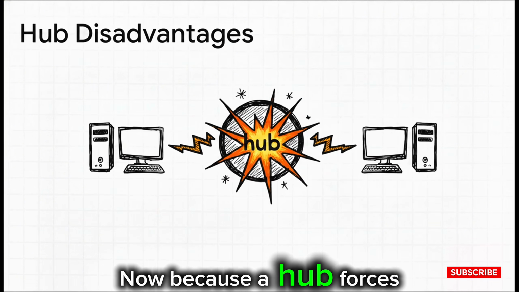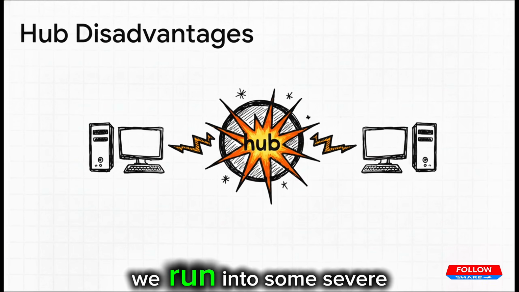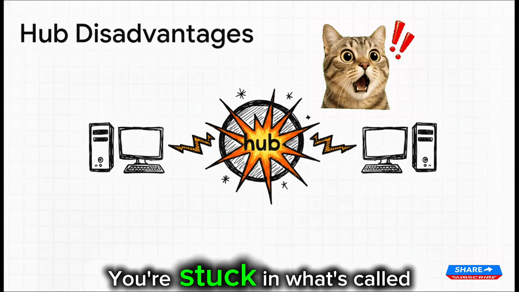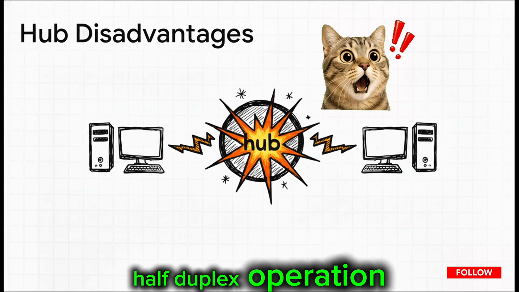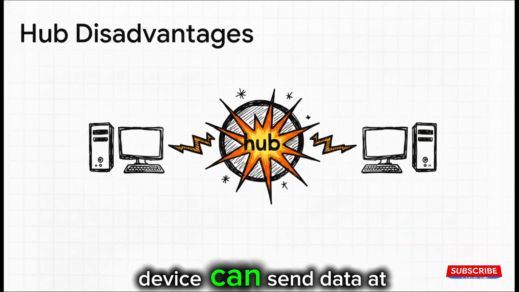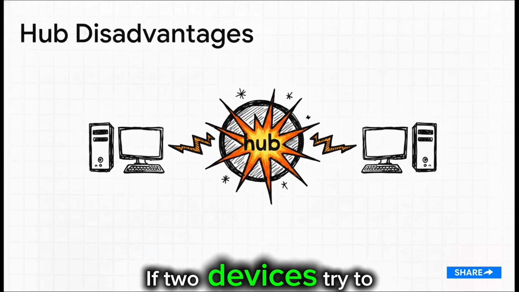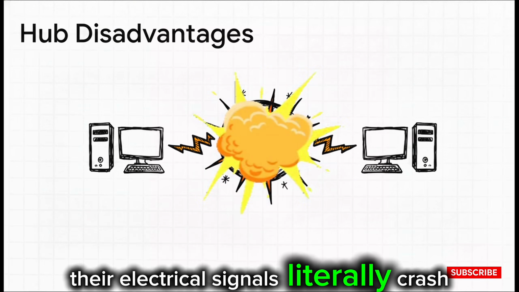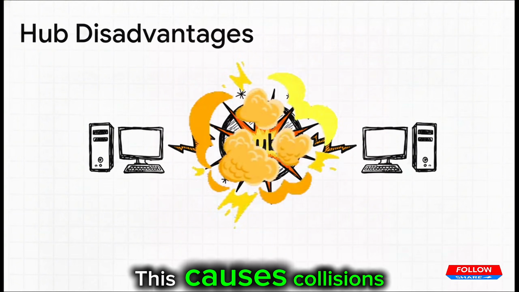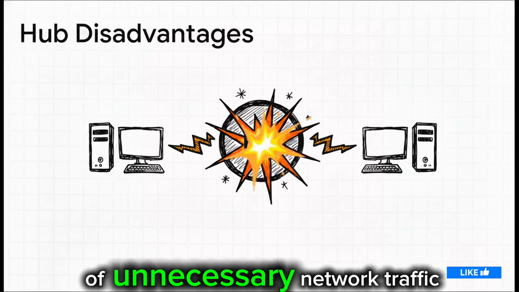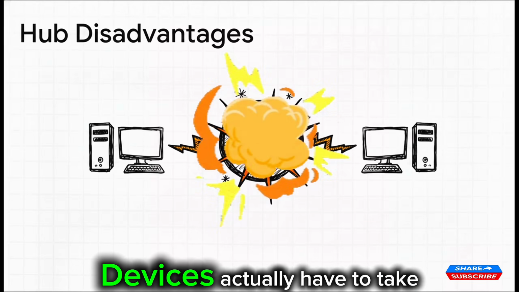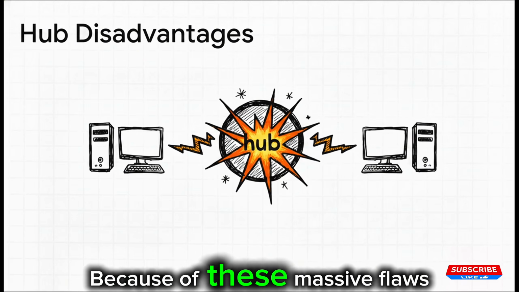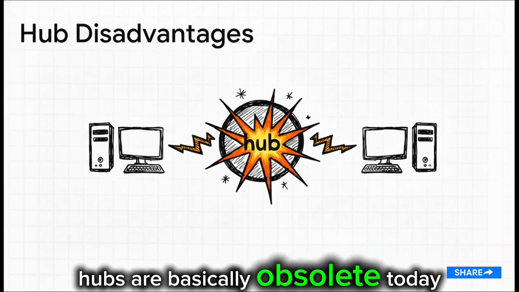Now, because a hub forces everyone to hear everything, we run into some severe disadvantages. The bandwidth is shared. You're stuck in what's called half-duplex operation, which just means only one device can send data at a time. If 2 devices try to talk at the exact same millisecond, boom, their electrical signals literally crash into each other. This causes collisions and creates a massive amount of unnecessary network traffic. Devices actually have to take turns using strict rules just to communicate. Because of these massive flaws, hubs are basically obsolete today.